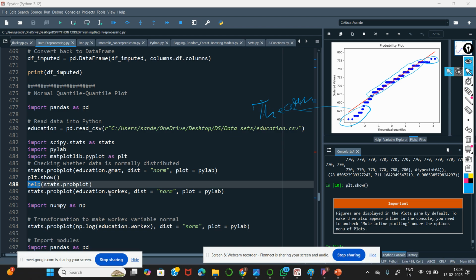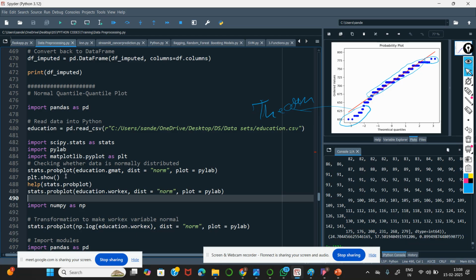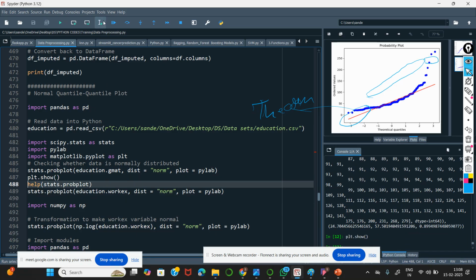Let's go for workx. This is something that we plotted for GMAT. Let's go for something called workx. I will go and try to plot it. Let me go and plot it. That's fine. And if I go and show it, that's also fine.